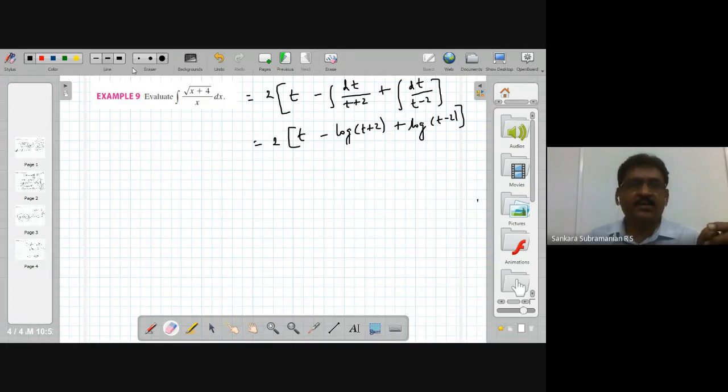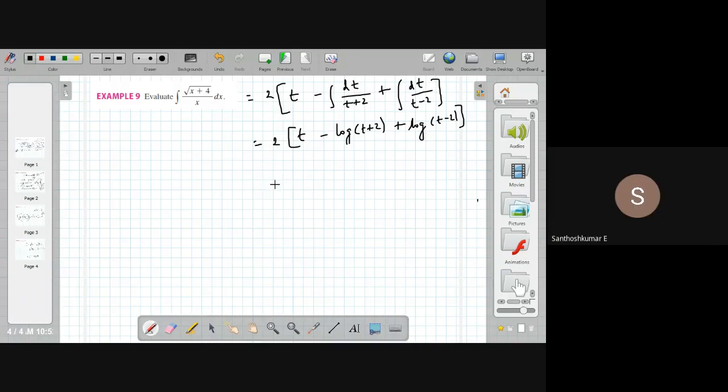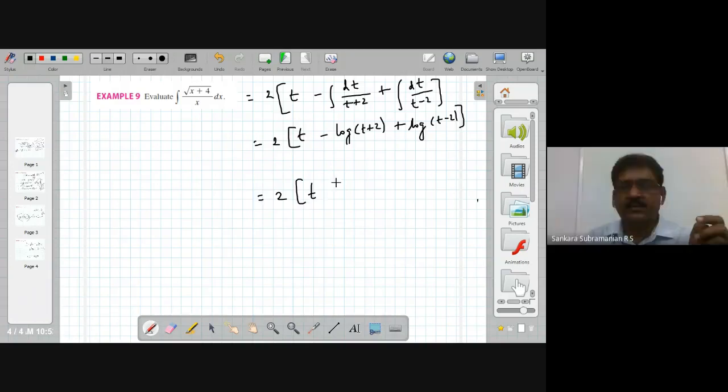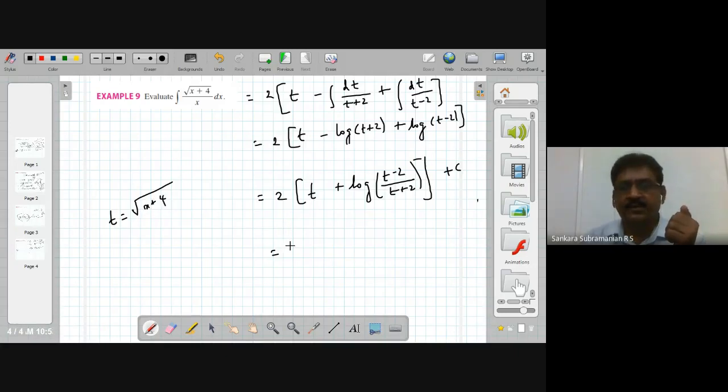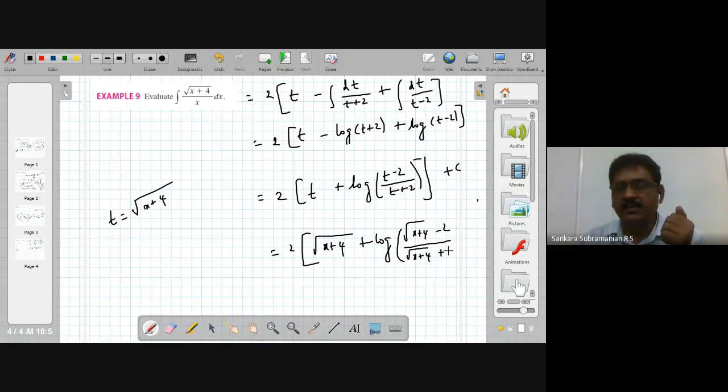So what is log a minus log b? Log of a by b. So this is 2 times of t plus log of (t - 2) by (t + 2). And t, what is t actually? We have made that t. So t equals root of x + 4. So this is 2 times of the square root of x + 4 plus log of (square root of x + 4 - 2) by (square root of x + 4 + 2), and plus a constant will be the answer.